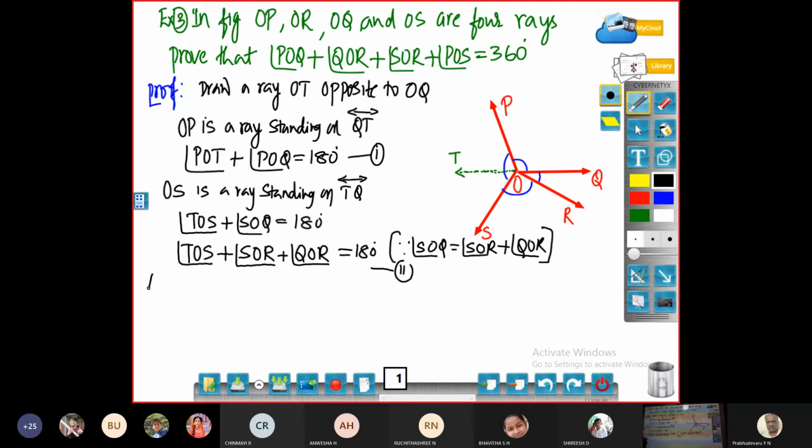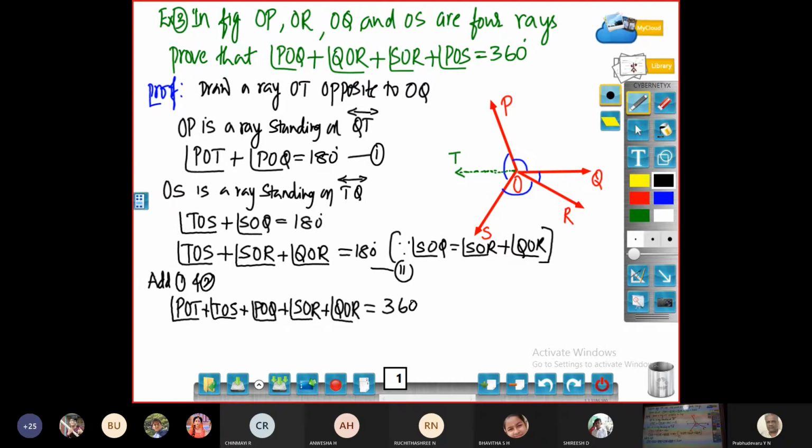Now add equations 1 and 2. On the left hand sides we can write angle POT plus angle POQ, from the second equation angle TOS, plus angle SOR plus angle QOR, together equal to 180 plus 180, which means 360 degrees.